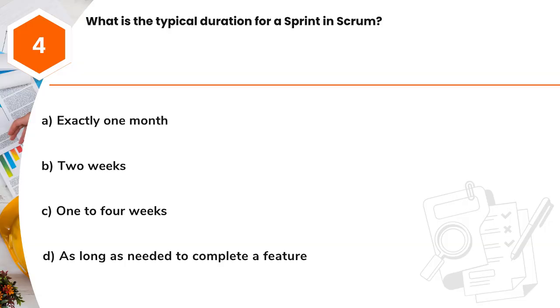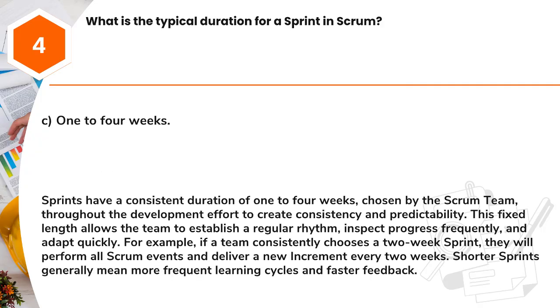Question 4. What is the typical duration for a sprint in Scrum? A. Exactly 1 month. B. 2 weeks. C. 1 to 4 weeks. D. As long as needed to complete a feature. Answer: C. 1 to 4 weeks.